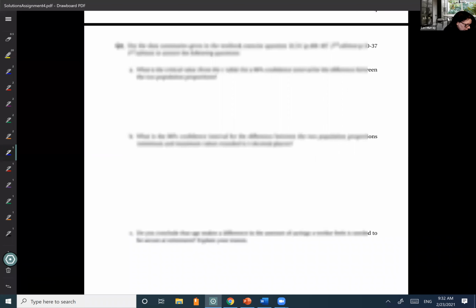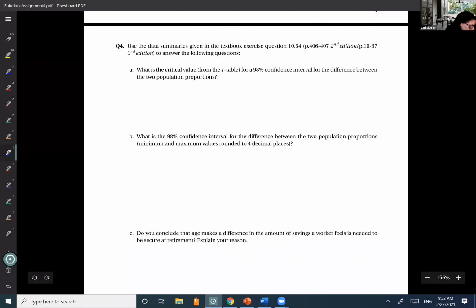And I'm just going to plug in these values. So this is what I got for this. What is the critical value? The critical value is going to be Z star equals 2.326. What is the 98% confidence interval for the difference between the two population proportions? Give the min and max rounded to 4.